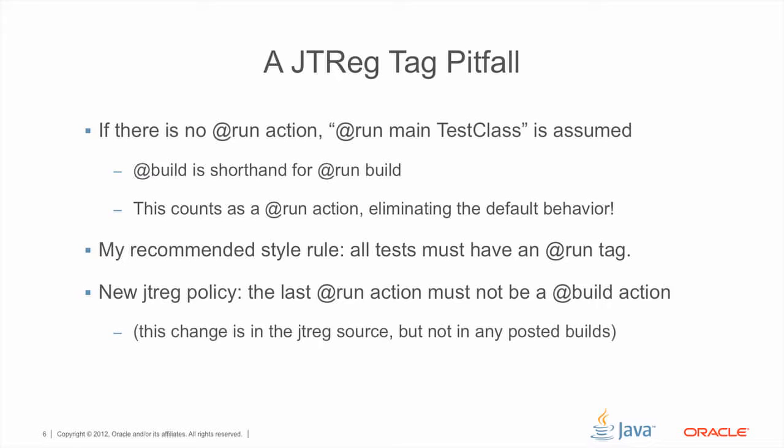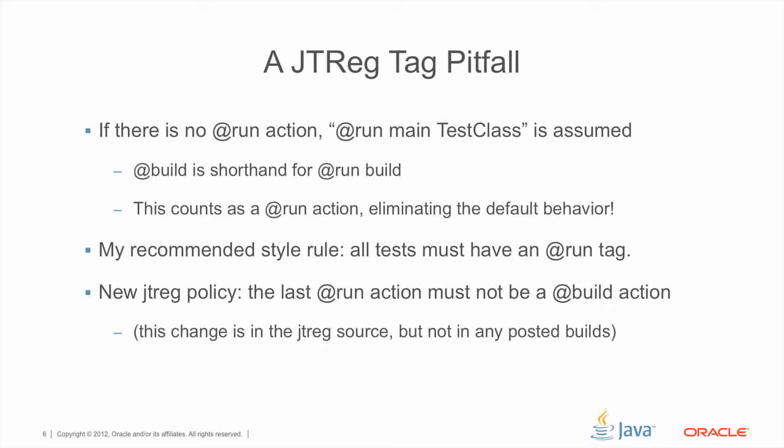In the second example, there was an @build tag. It turns out that @build is actually shorthand for @run build. Putting an @build tag into the test actually does have an @run action. So that means that this implicit behavior of having an @run main tag is no longer invoked. So the @build counts as the run action, and so that default behavior does not occur.